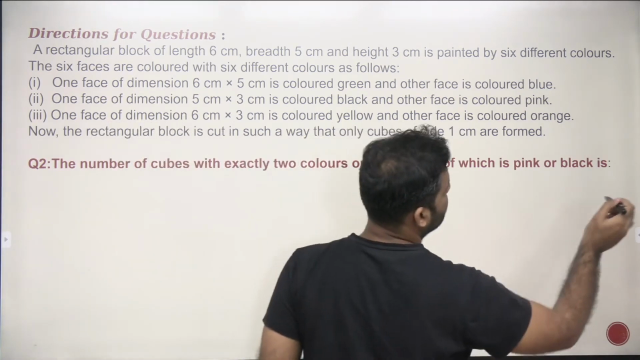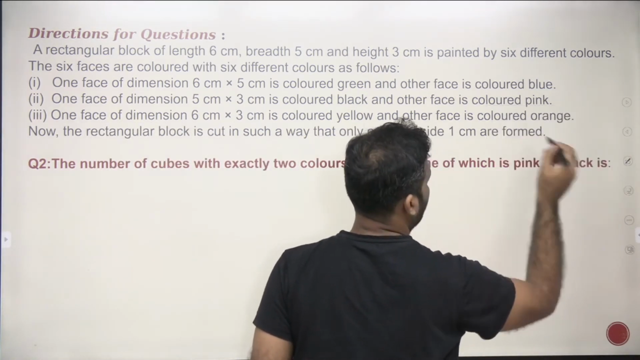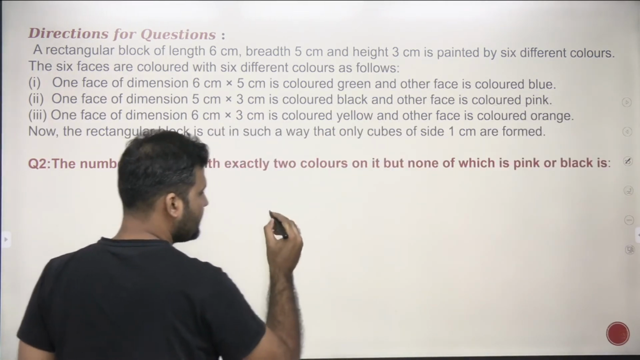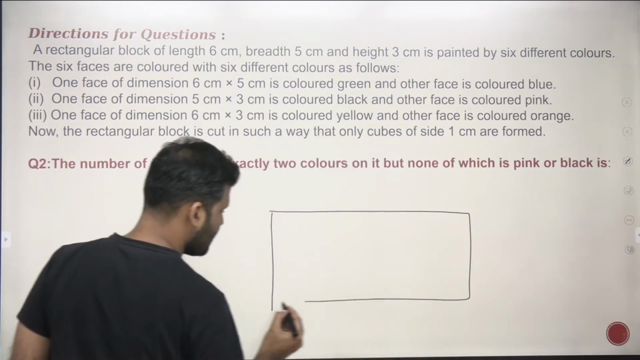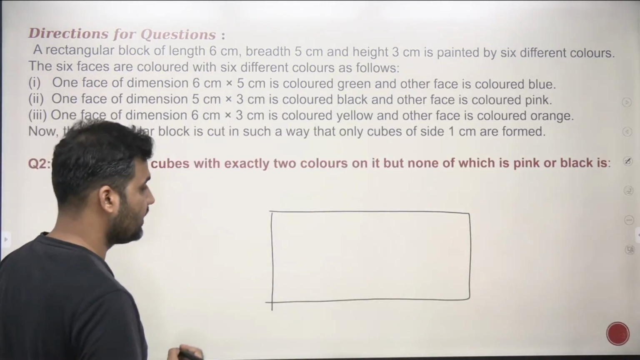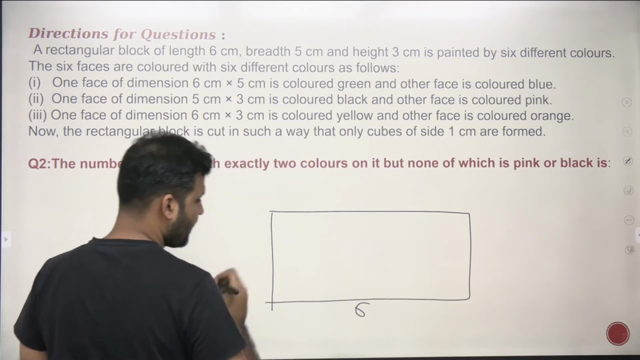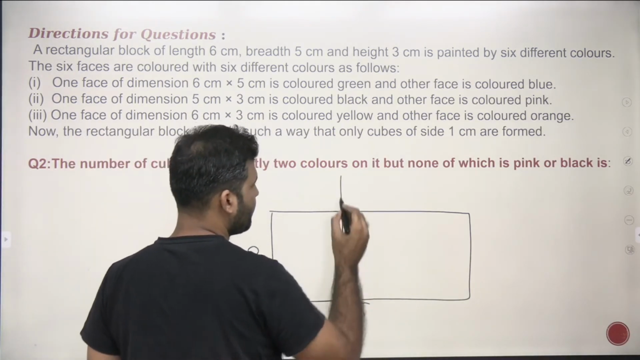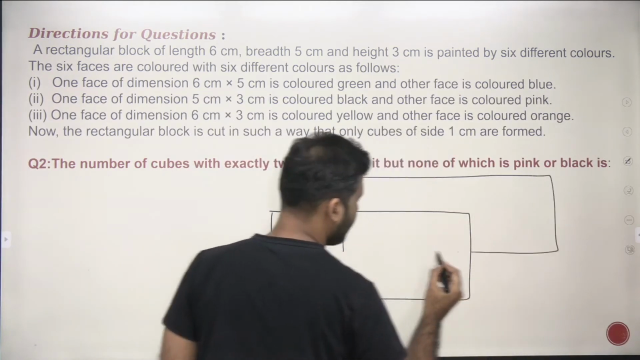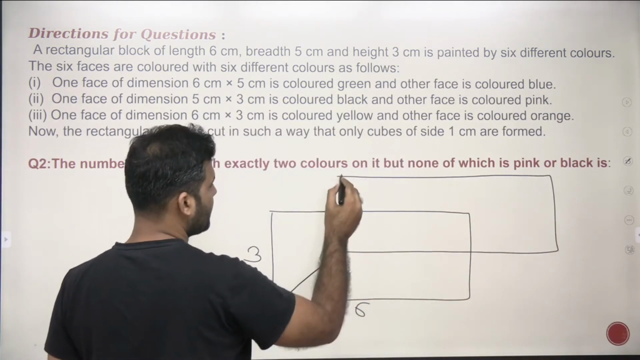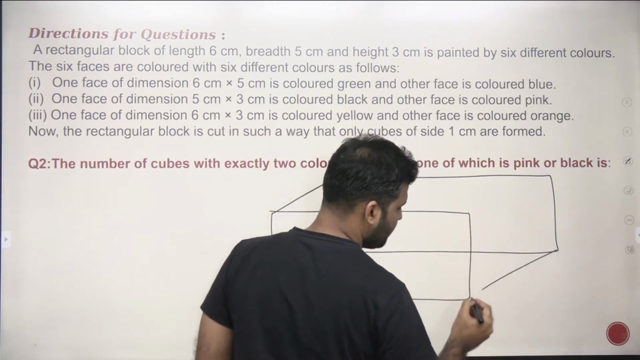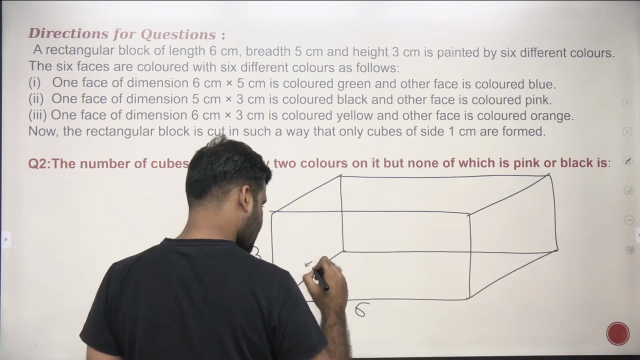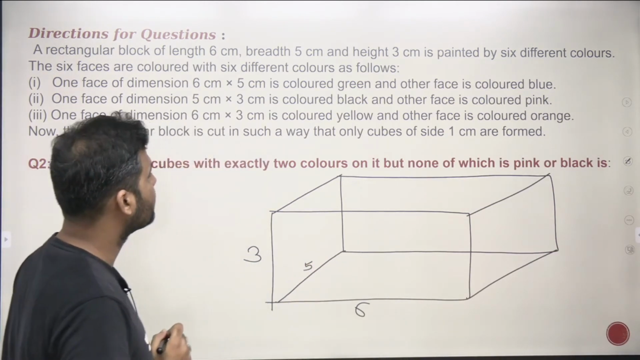The question says, okay, let's make a basic cube first, right? The faces of the cube are of the length of 6, 5 and 3. The length is 6, height is 3, width is 5. So let's make another face here, right? And join these vertices. So that's the cuboid that you have. And here you have the length as 5 centimeter, 6, 5 and 3.